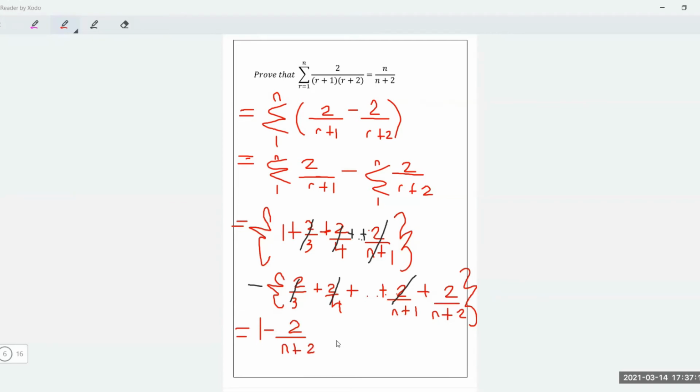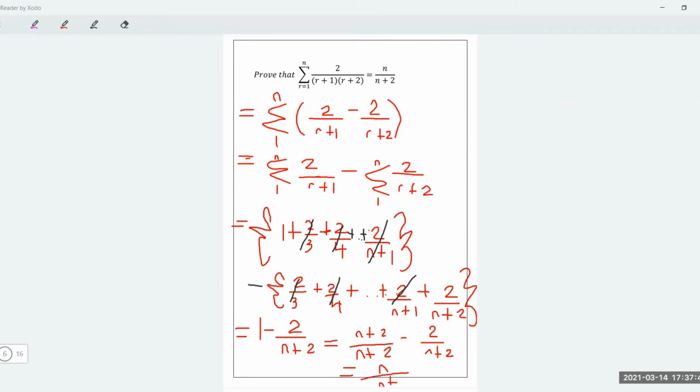But we can write this as one fraction. This can then be seen as n plus 2 over n plus 2, because 1 can be rewritten as n plus 2 over n plus 2, minus 2 over n plus 2. Just rewrite it as one fraction. 1 is n plus 2 over n plus 2. Now, n plus 2 minus 2 is just n. So all of this works out now to just be n over n plus 2.